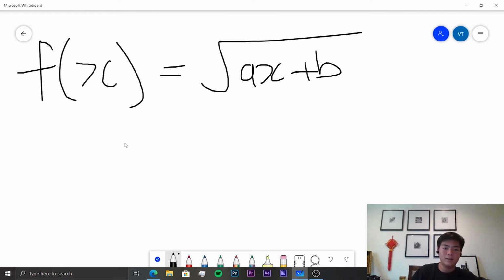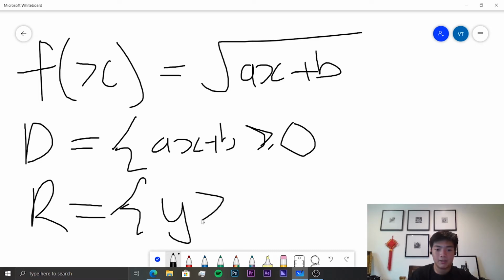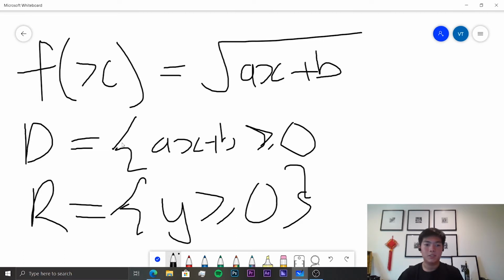First of all, the function's domain will be when ax plus b is greater than or equal to 0, since you can't take the square root of negative numbers, at least for now. The range will be simply when y is greater than or equal to 0, since the output of the radical function, which is y, can never be less than 0.